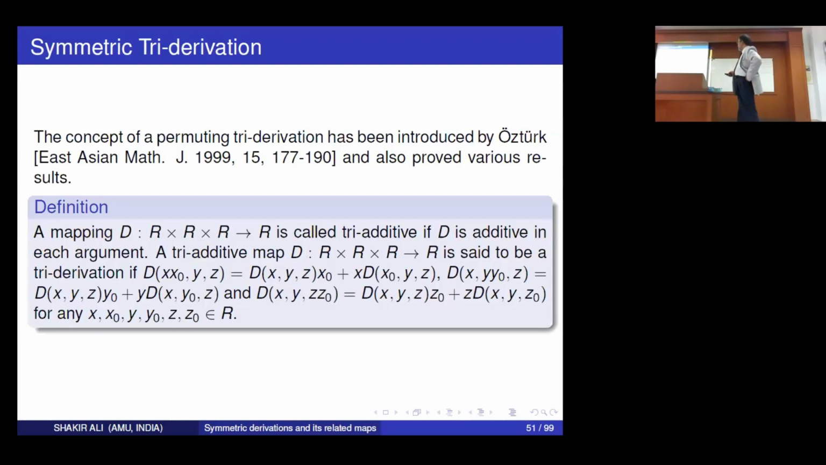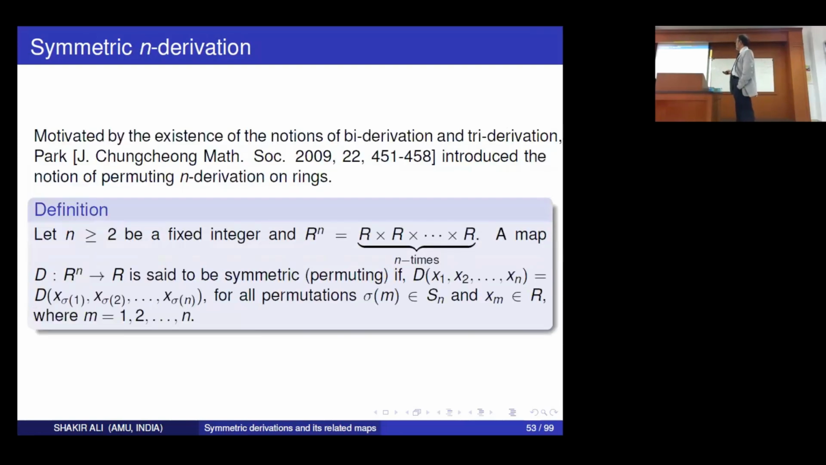Okay, then they move to the tri case. So look at it, from bi we are moving to tri. Okay, so I skip, then we move to the general case, because the idea is the same. From one component we move to two components, then three components. So bi, tri, then we move to n components, and we call it n. Okay, so I think I will not go into more depth.